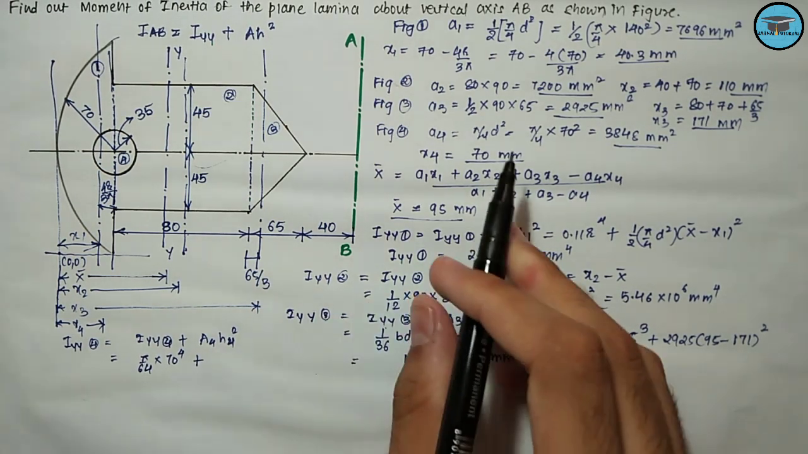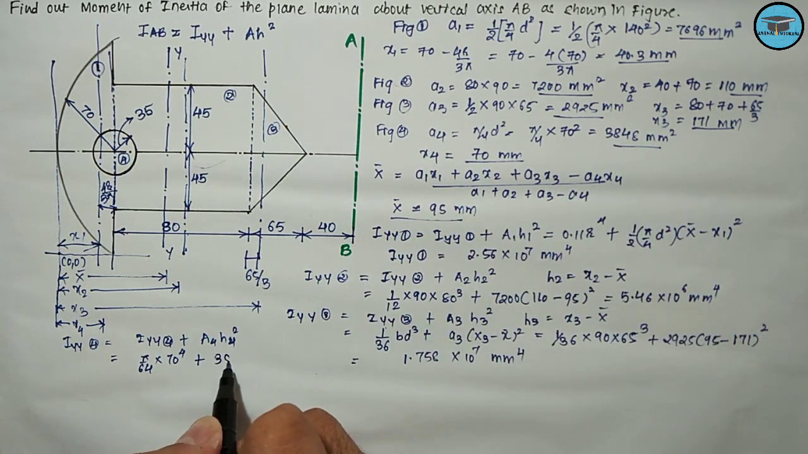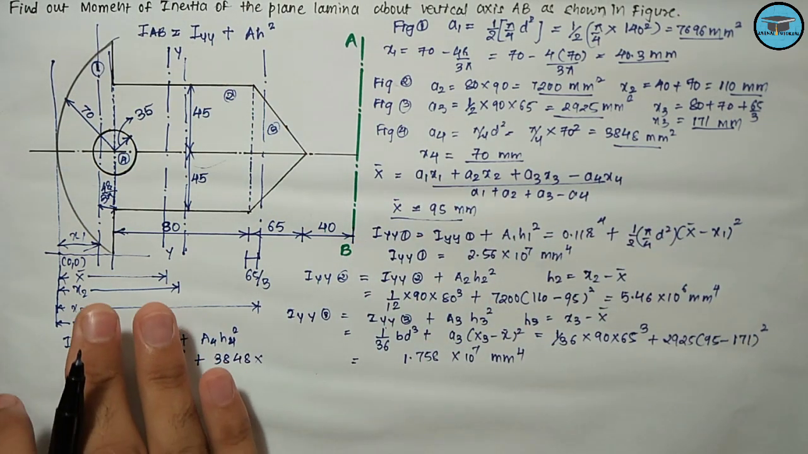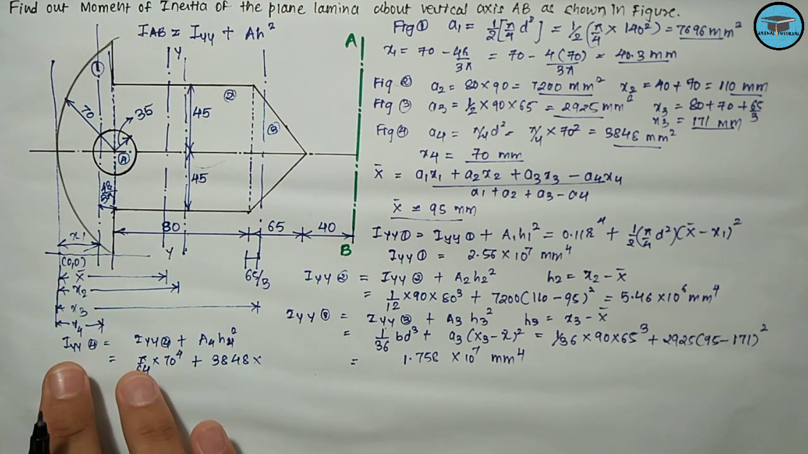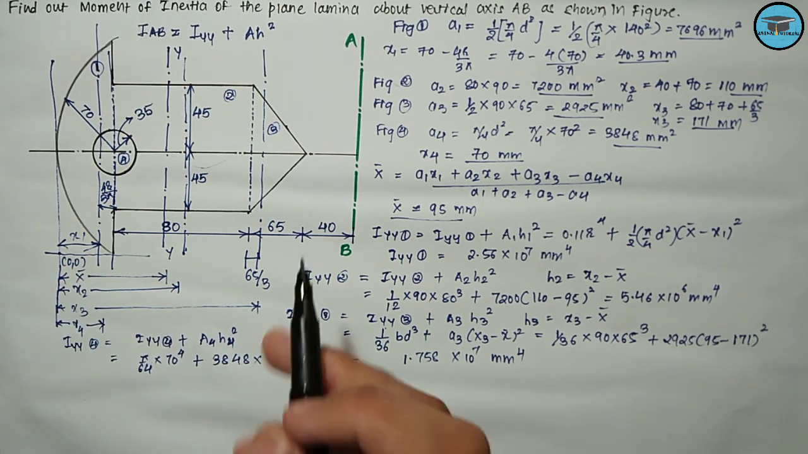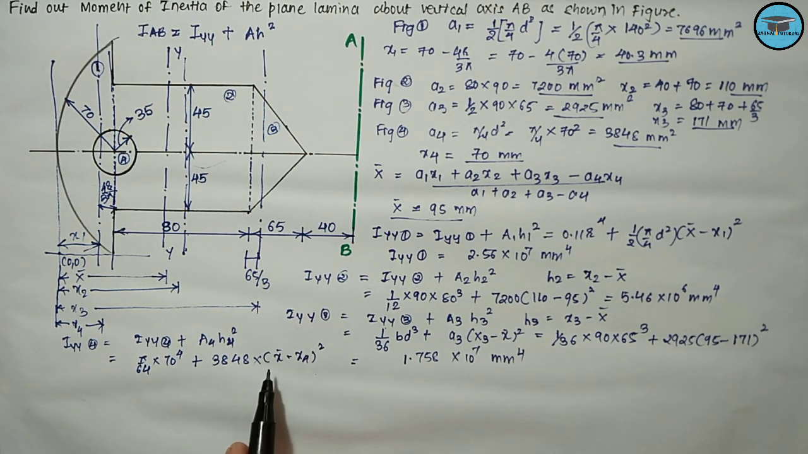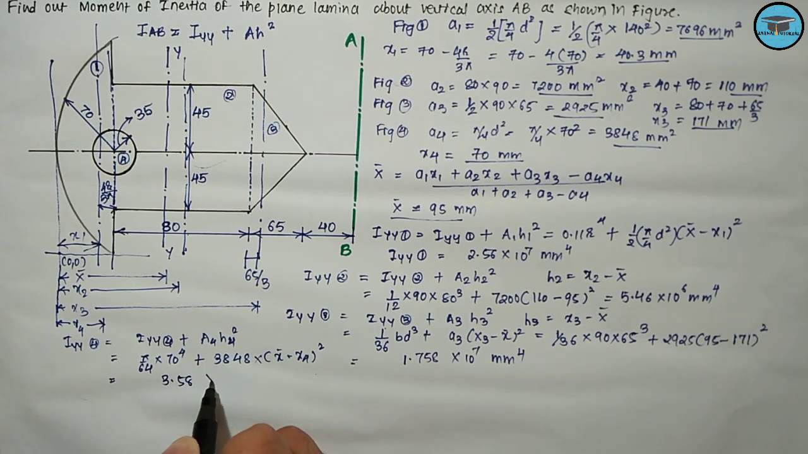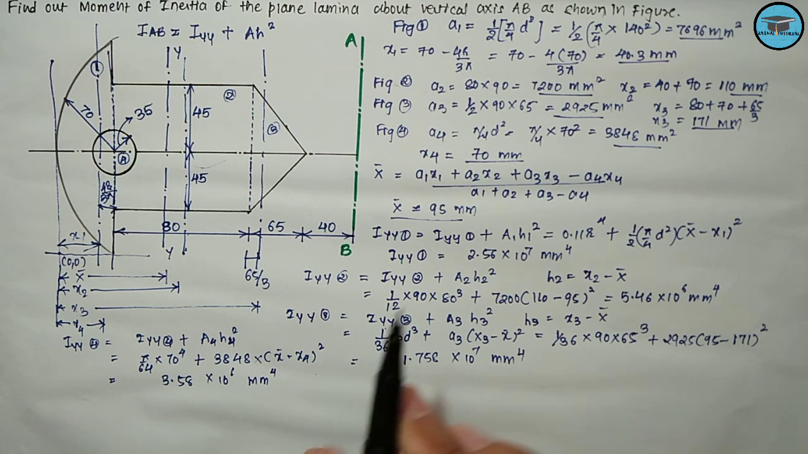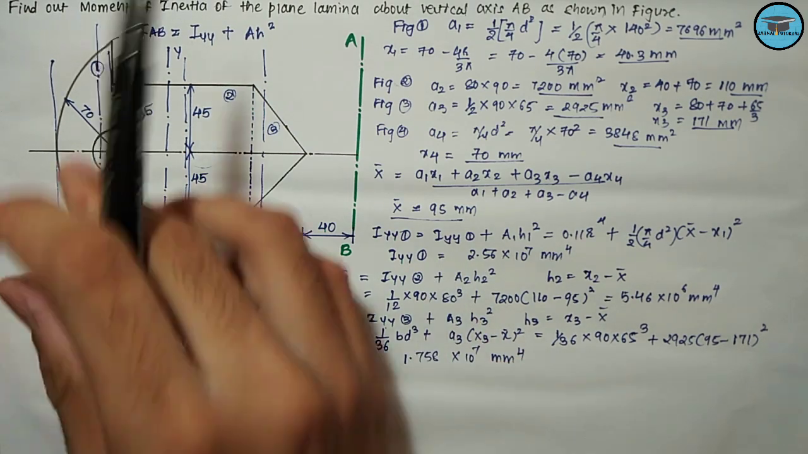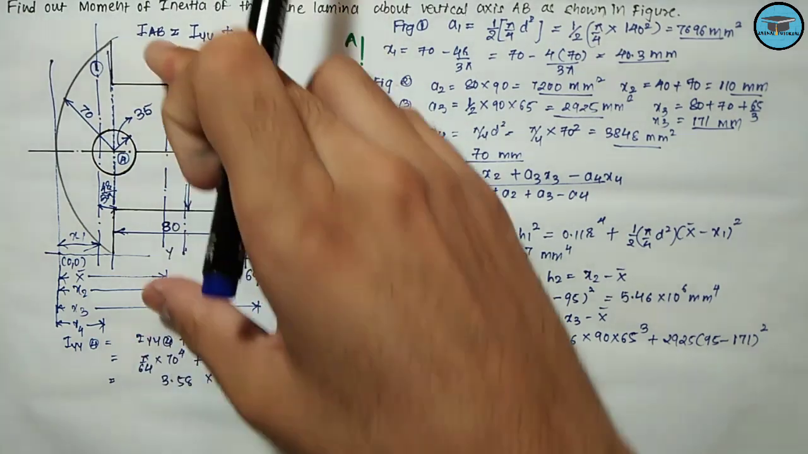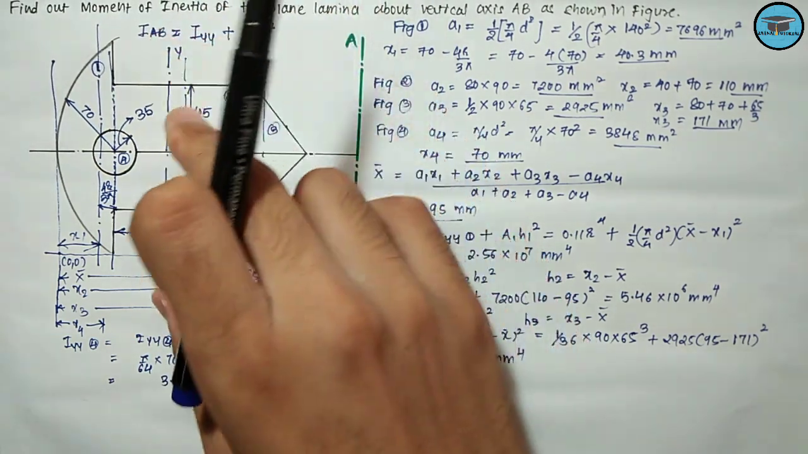So plus A4 that we have determined as 3848. So 3848 into h4, that is the distance between these two axes. So it can be given as x bar minus x4, whole square. We know the value of x bar, we know the value of x4. So placing the values, we will be getting the value of Iyy4 as somewhat 3.58 into 10 raised to 6 mm raised to 4. So we have determined the moment of inertia of each plane figure about this y axis which is passing through the centroid of the plane lamina.